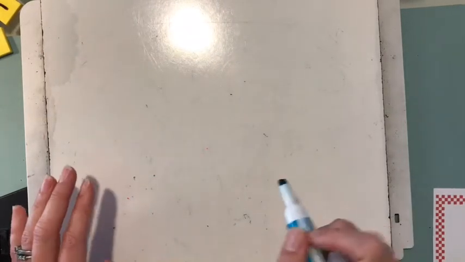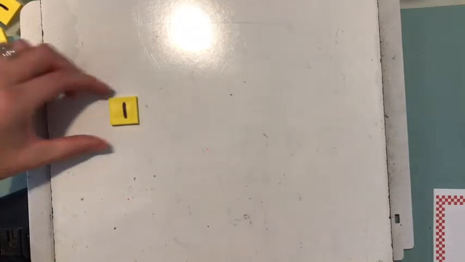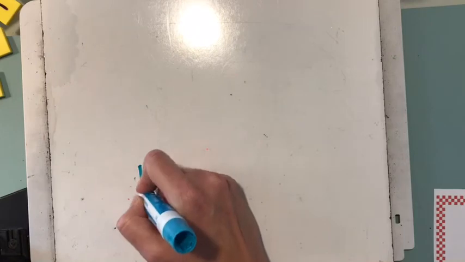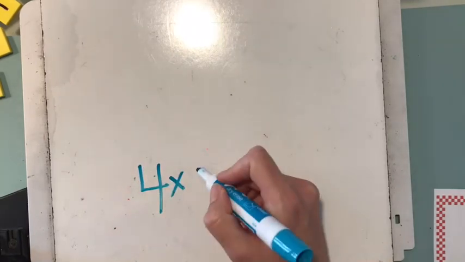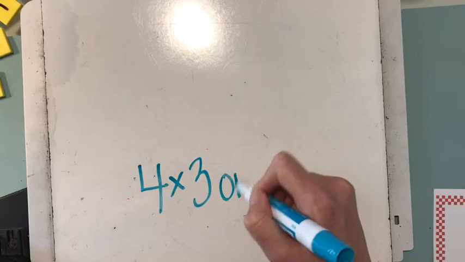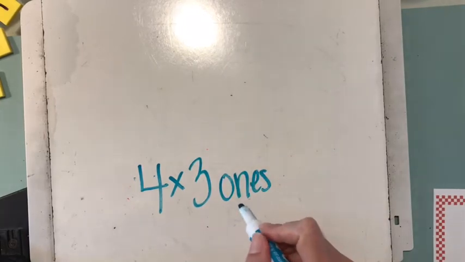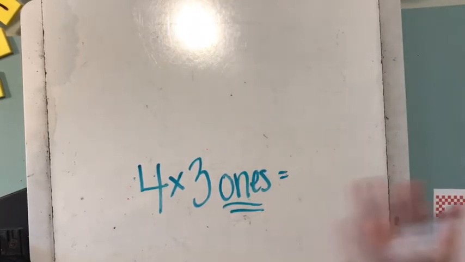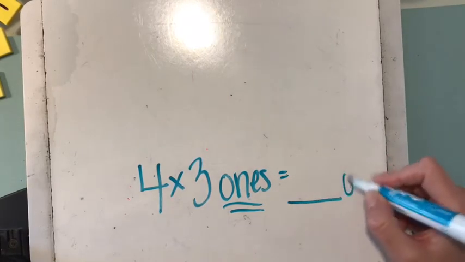All right, so the first one I'm gonna solve, I'm actually not gonna use the place value chart to start with. I just wanna warm up and use my ones discs and my tens discs to help me solve these problems. And then we'll go into the place value chart. Okay, so the first one I'm gonna try solving is 4 times 3 ones. So I know my unit is ones here. I'm not doing tens yet, I'm doing ones, equals blank ones.